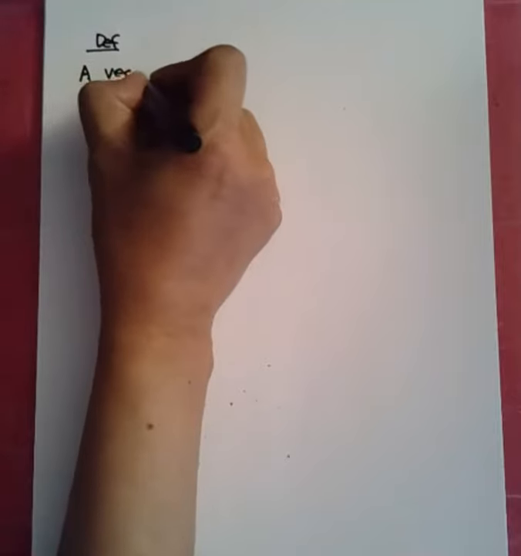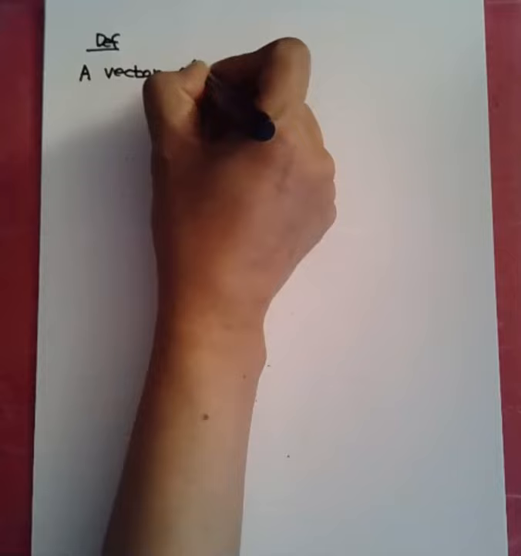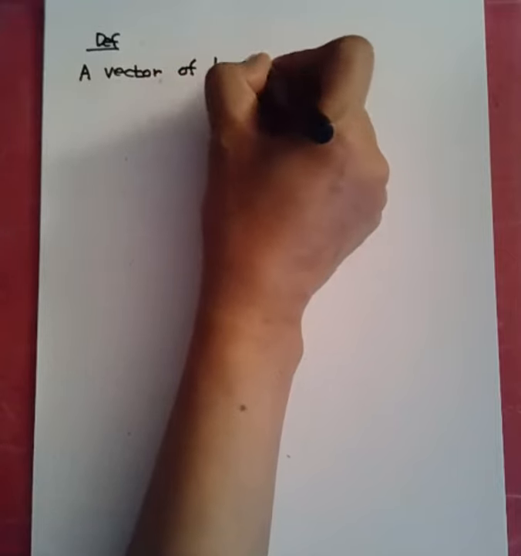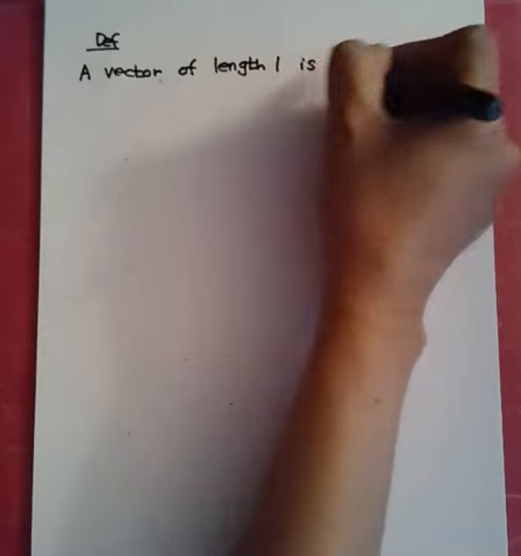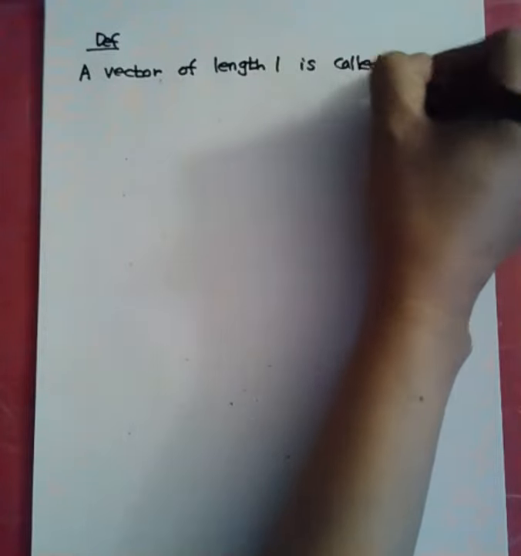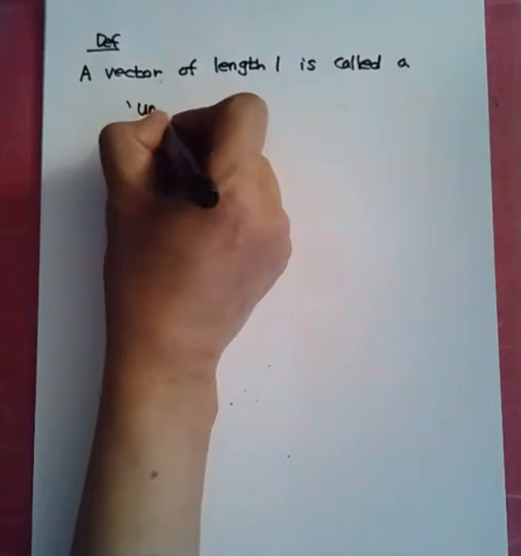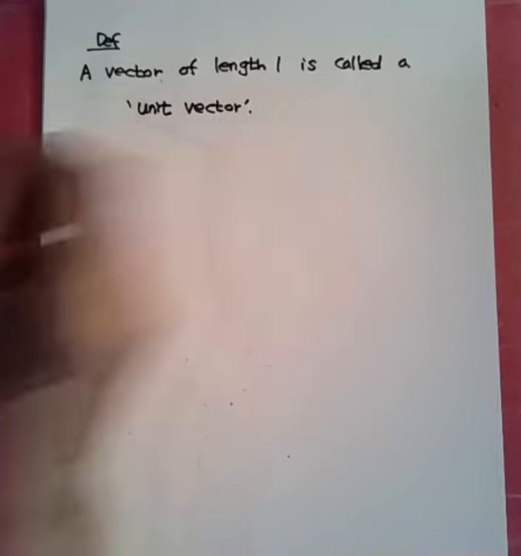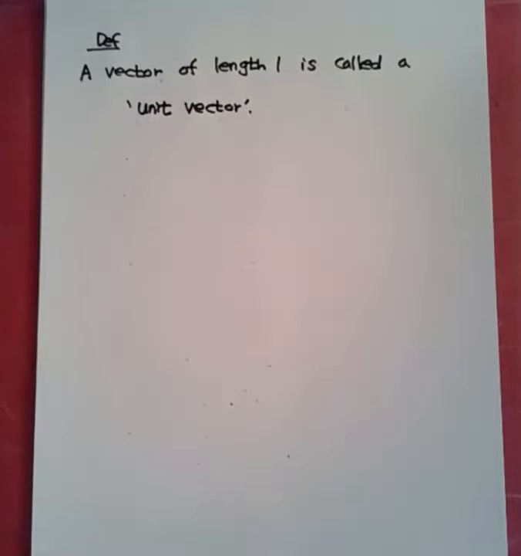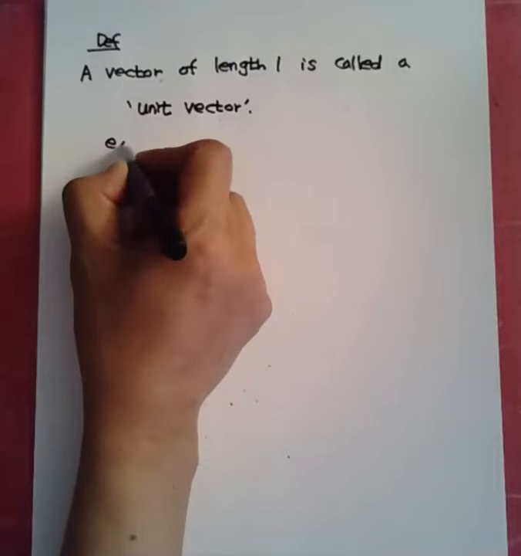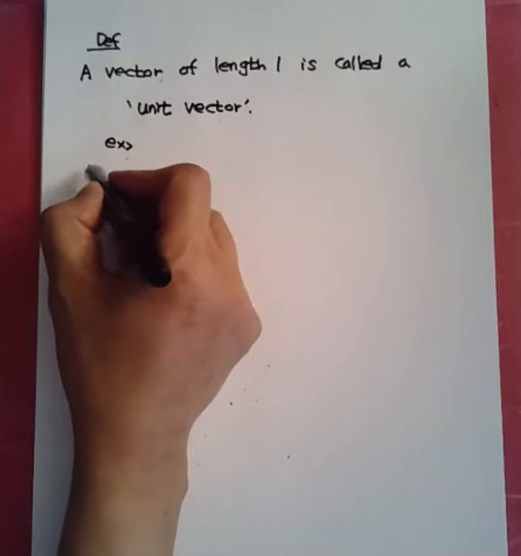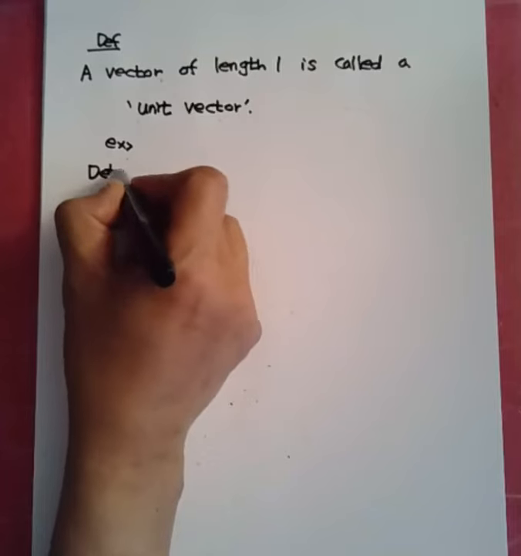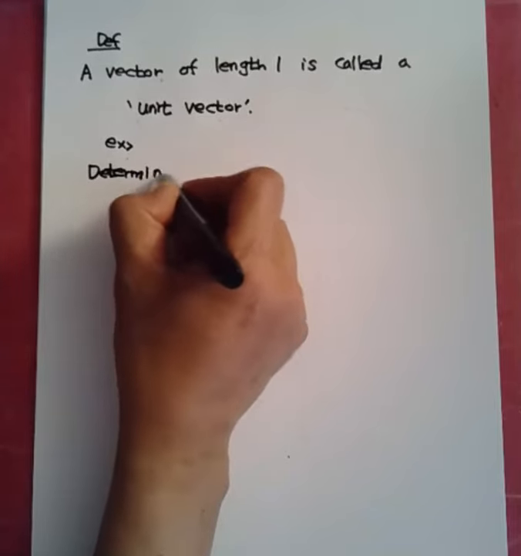A vector of length 1 is called a unit vector. In the following problem, we want to determine whether the given vector is a unit vector or not.